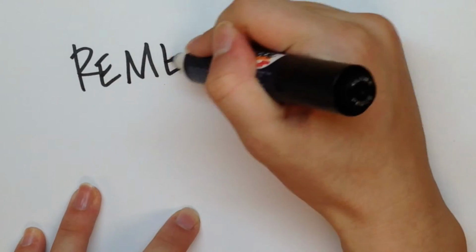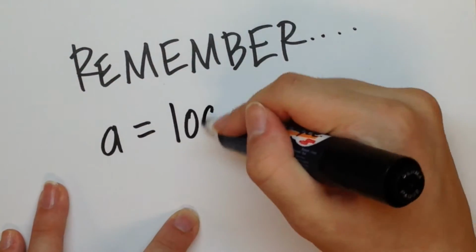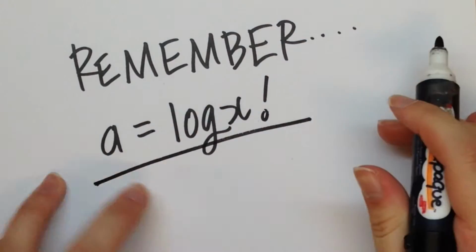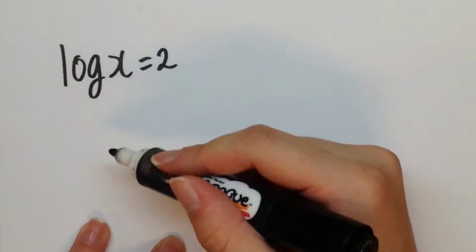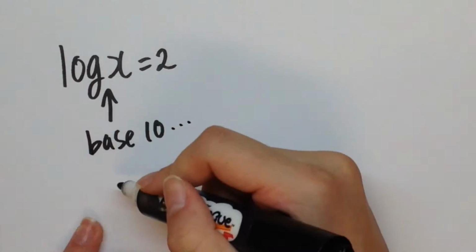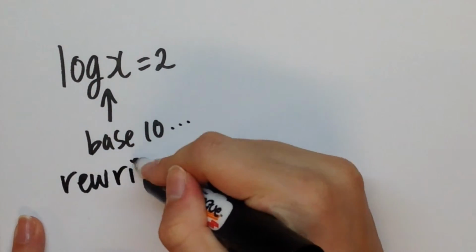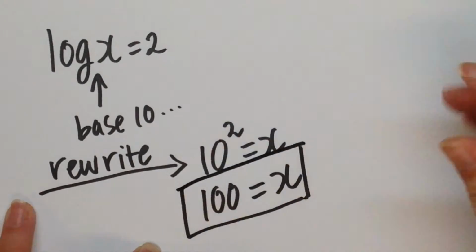But this is not your final answer. You must always remember that you subbed in a for log x. Now you must plug log x back in for a. When we wrote a equals 2, we actually meant that log x equals 2. Now you can rewrite log x equals 2 into exponential form, remembering that a log without a base has the base 10. X equals 100 when solved.